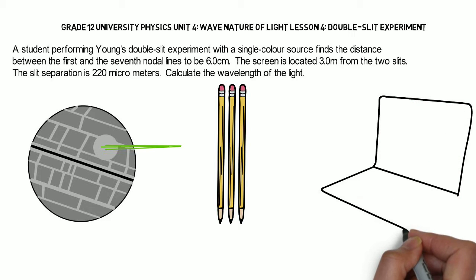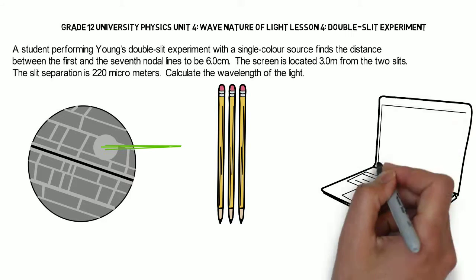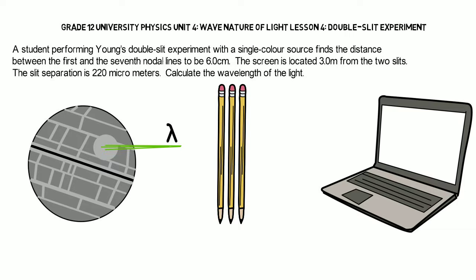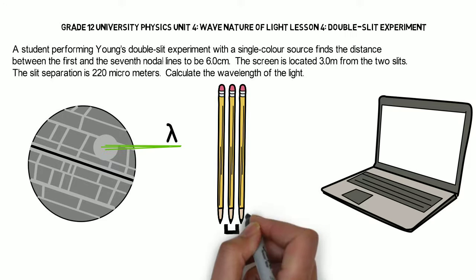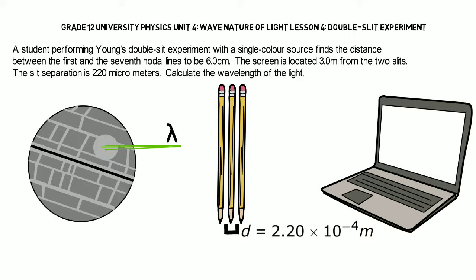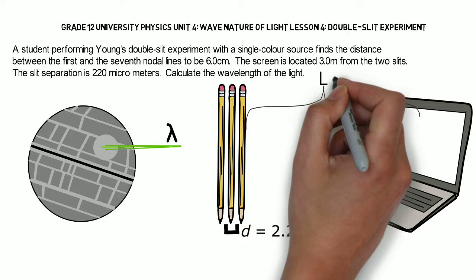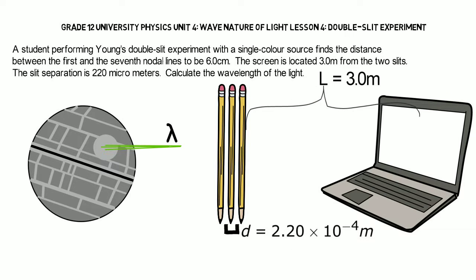So let's start with a laser, maybe not one this powerful, but this laser is going to be fired through two slits very close together, much closer than these pencils. In this case, 220 micrometers. And then a screen is placed 3 meters away, where we're going to get an interference pattern.